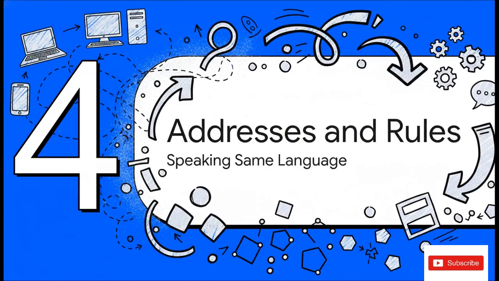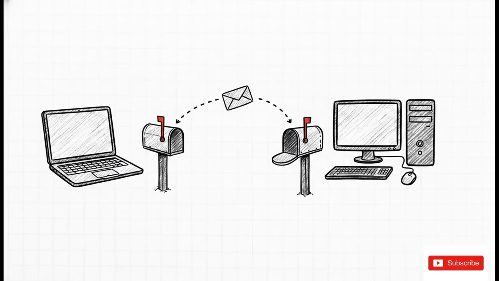Section 4: addresses and network rules, speaking the same language. Okay, so how do these devices actually identify each other on a global scale? Well, an IP address is literally the exact digital equivalent of your mailing address. Just like the post office absolutely needs your street number to deliver a package, every single network device needs a unique numeric identifier to send and receive data. It's that simple. Without an IP address, you simply do not exist on the network.